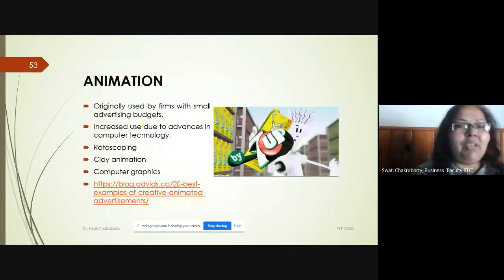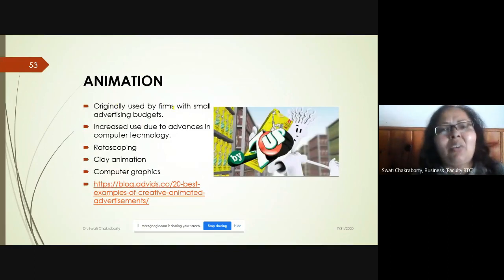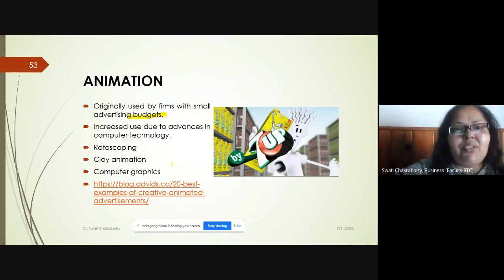So animation is usually used by small firms with small advertising budgets, right? And its use has increased today due to advances in computer technology, right? So it could be rotoscoping, clay animation, computer graphics. There are different ways of animation.